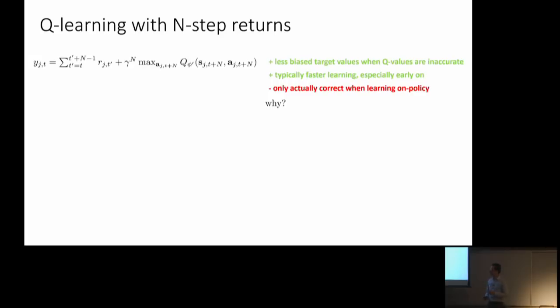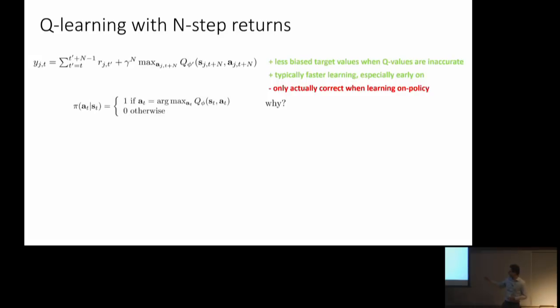Yeah? Well, you're taking a bunch of rewards in a row, so they have to come from the same policy, otherwise it just doesn't make sense. Right, so the answer is, you're adding together a bunch of rewards here, so they have to come from the same policy, otherwise it doesn't make sense. So if you were using a random policy, then this isn't an estimate of the reward of your current policy, it's an estimate of the reward of a random policy.